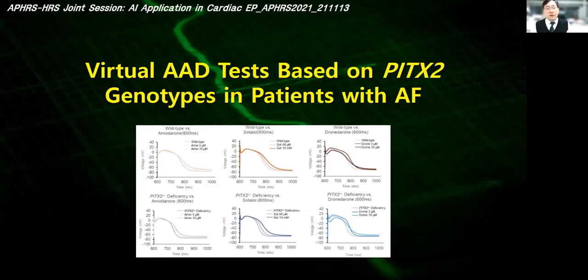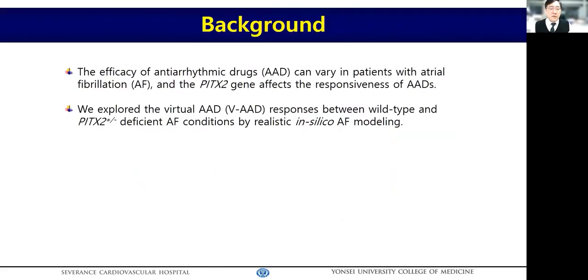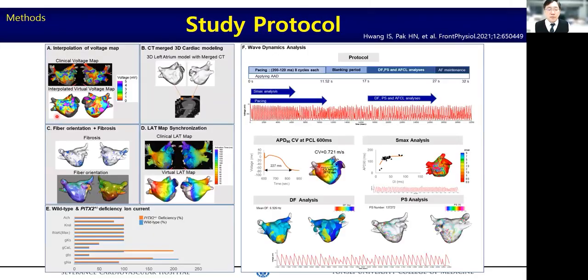Okay, now I would like to present data on virtual antiarrhythmic drug tests. The efficacy of antiarrhythmic drugs can vary in patients with atrial fibrillation, and the PITX2 gene affects the responsiveness to antiarrhythmic drugs. And we explored the virtual antiarrhythmic drug responses between wild type and PITX2 deficient AF conditions by realistic in silico AF modeling. This is the study protocol.